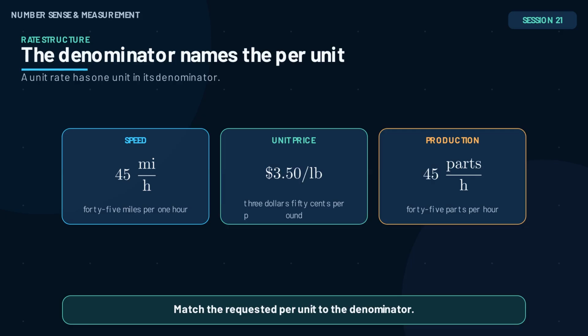A rate is a quotient with two units. 45 miles per hour compares distance with time. $3.50 per pound compares cost with weight. 45 parts per hour compares production with time. In a unit rate, the denominator represents 1 unit of the requested per quantity.